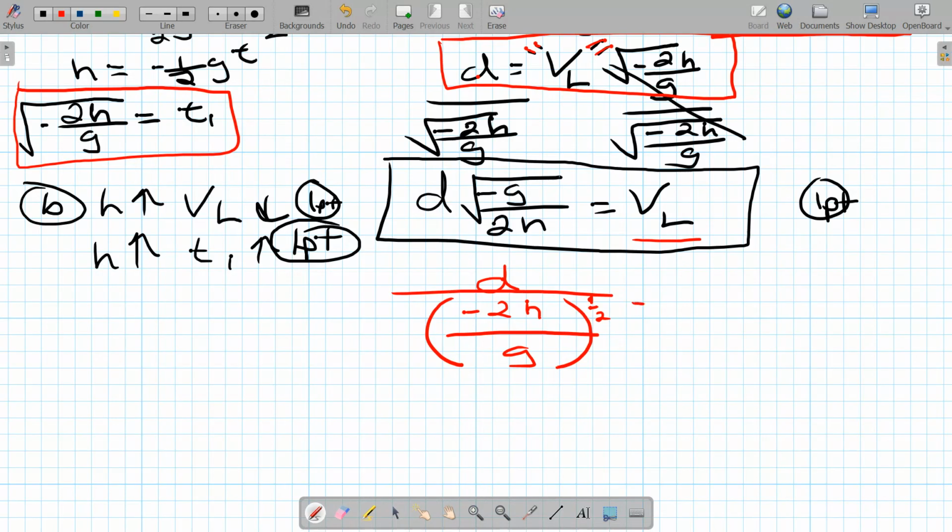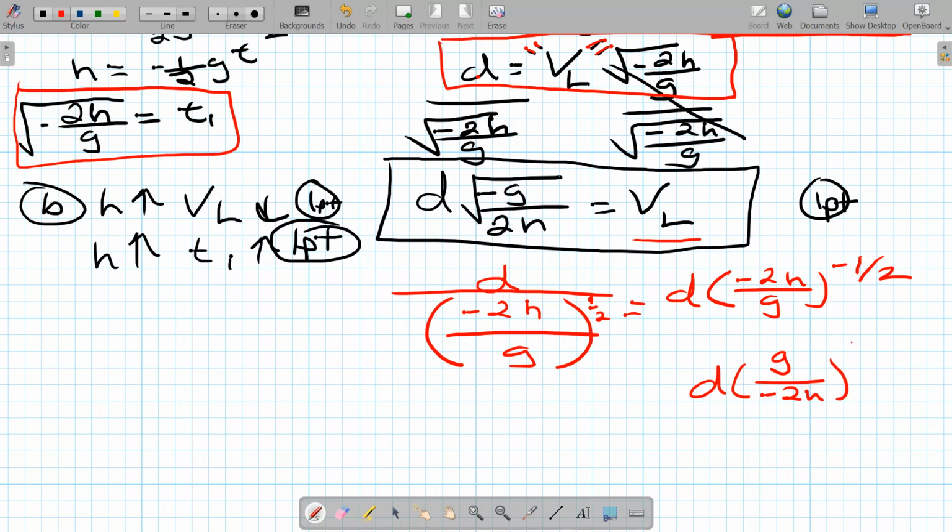Well, in order to toss that over to the top, I could say d times negative 2h over g to the negative 1/2, right? Because anytime we pull anything from the bottom of the fraction up to the top, you just change the exponent to the negative. Well, isn't that the same as d, you reciprocate that? One of the properties is you could reciprocate that and say g over negative 2h to the positive 1/2. So then that's where you get this from.